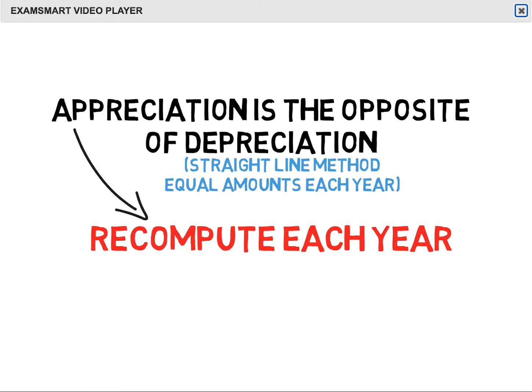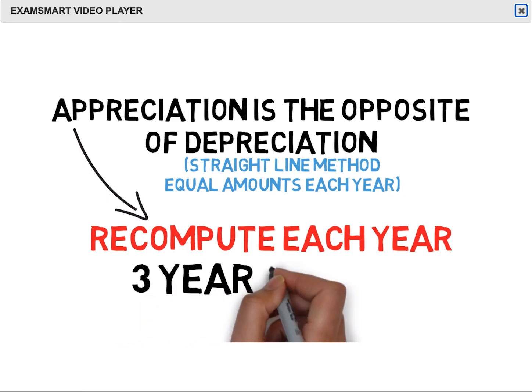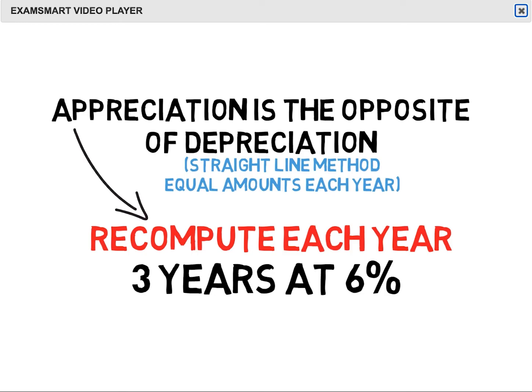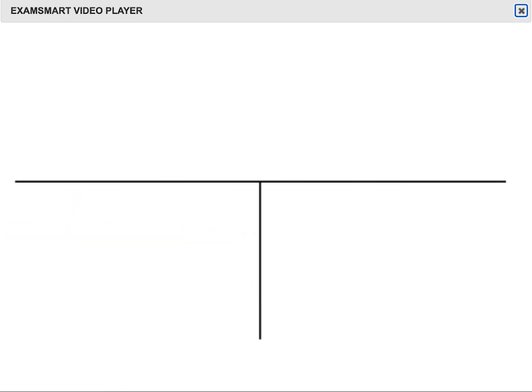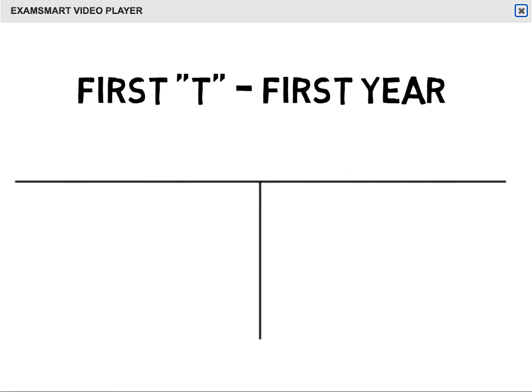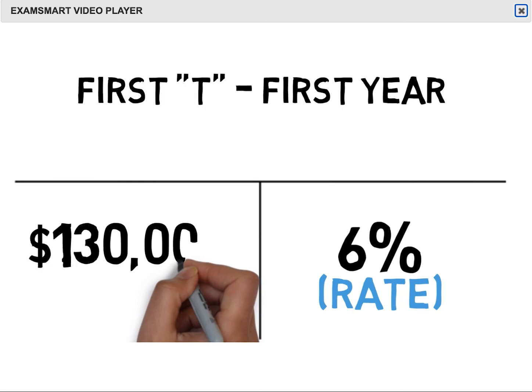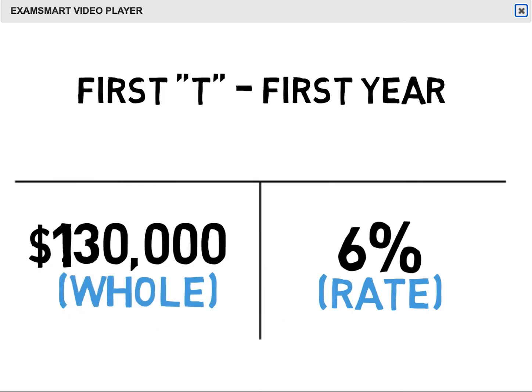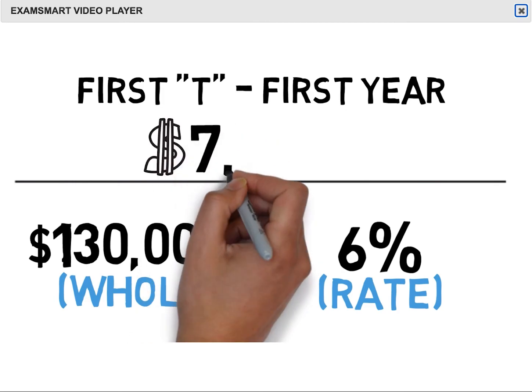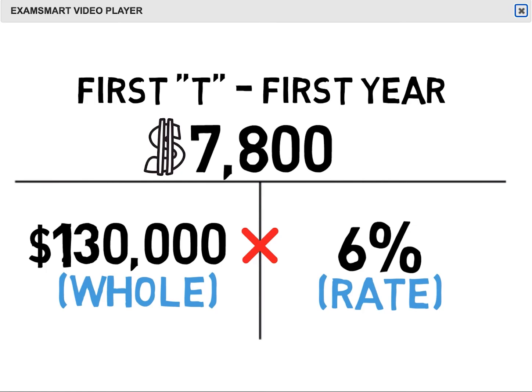So in this case, we need 3 years worth of appreciation at 6%, which means we'll draw 3 T's. In our first T, 6% goes on the bottom right for the rate. The purchase price was $130,000, which goes on the bottom left for the whole amount. Our formula tells us to multiply straight across. So we will take $130,000 times 6%. That would give us appreciation for the first year of $7,800. That would be the part that goes up on top.